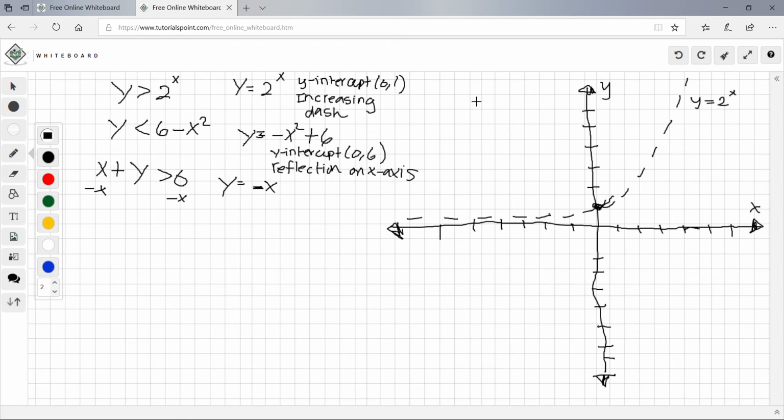and we can use the point 0, 0 because the graph does not go through that point. So let's put it in. Is y, 0, greater than 2 to the 0? Anything to the 0 power is just 1. So is 0 greater than 1? False. So I'm going to do a light shade on this part.